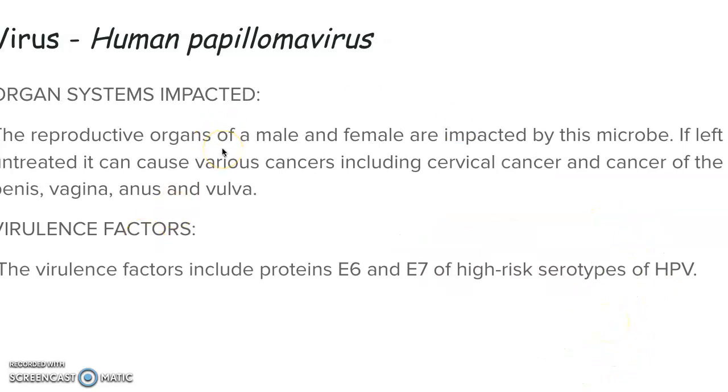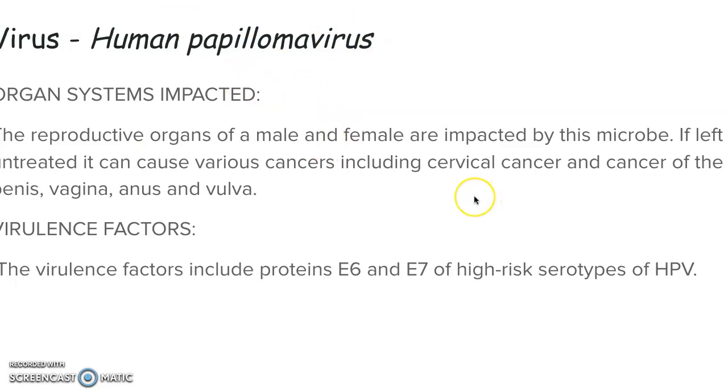So the organ systems that are impacted are the reproductive organs in males and females. If it's left untreated, it can cause various cancers, including cervical cancer and cancers of the vagina, penis, anus, and vulva. The virulence factors for this microbe include proteins E6 and E7, which are of high-risk serotypes of HPV. These proteins have been shown to inactivate the host's tumor suppressor proteins, p53 and RB. The inactivation of tumor suppressor proteins results in the host cells dividing at a rate that cannot be regulated, and it is cancerous.